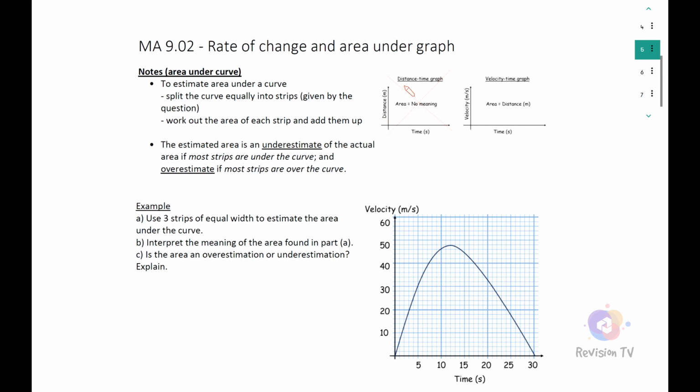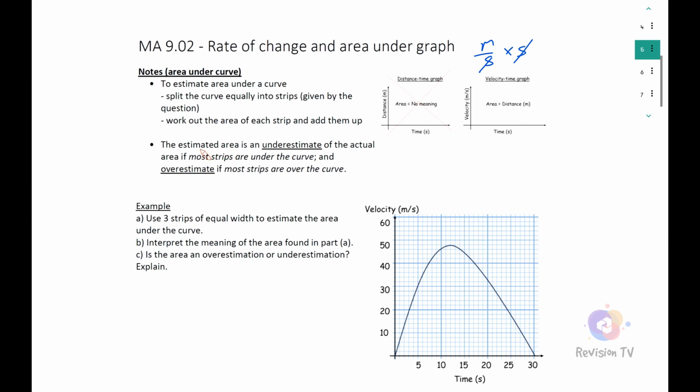Okay. Now for a distance time graph, the area has no meaning. The reason being, when you work out the area, think of a rectangle. You're going to multiply the y-axis by the x-axis. Meter times second is meter second, which is not a meaningful unit. So therefore the area means nothing. However, for a velocity time graph, the area refers to distance, because if you do meters per second of velocity times seconds of time, the seconds cancel out, and you get meters, which is the unit for distance.